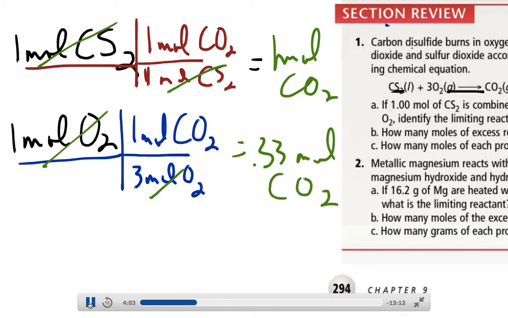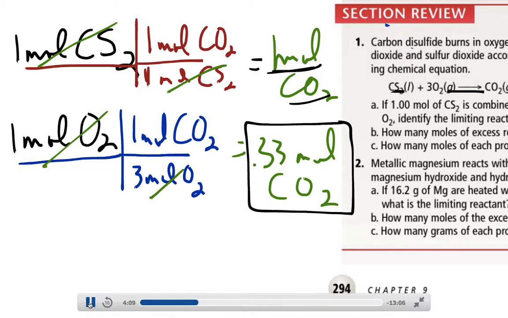Okay, so here's the question. How much do I actually make? Well, I always make the less amount. This is saying I could make 1 mole of carbon dioxide if I had 1 mole of carbon disulfide, but I don't have enough oxygen to react. So always we pick the less one. This is the amount I'll actually make. This is called my theoretical yield.